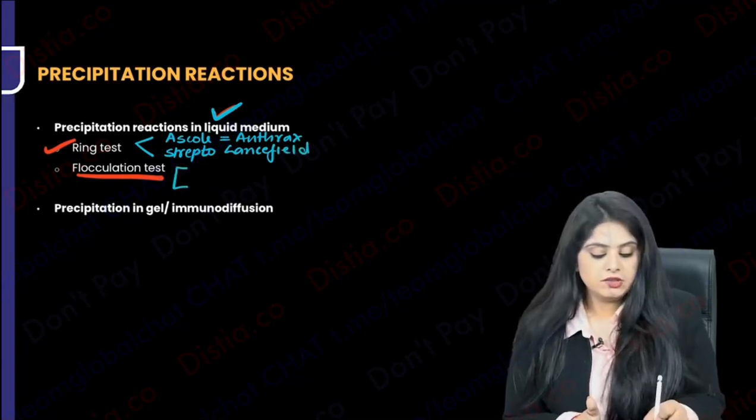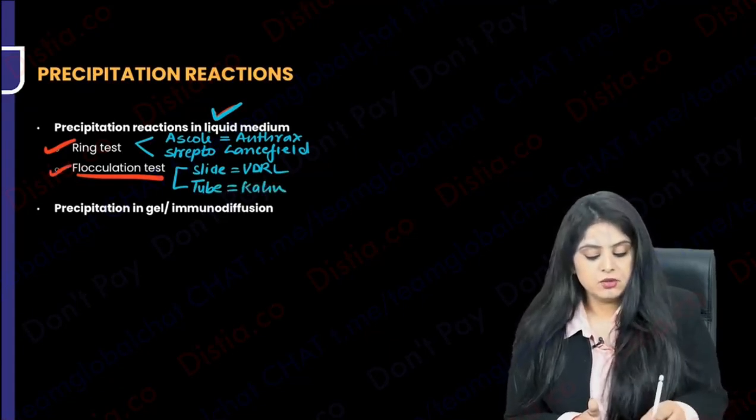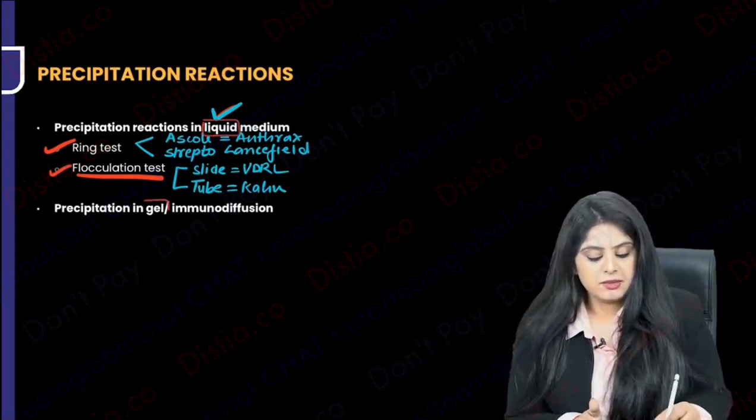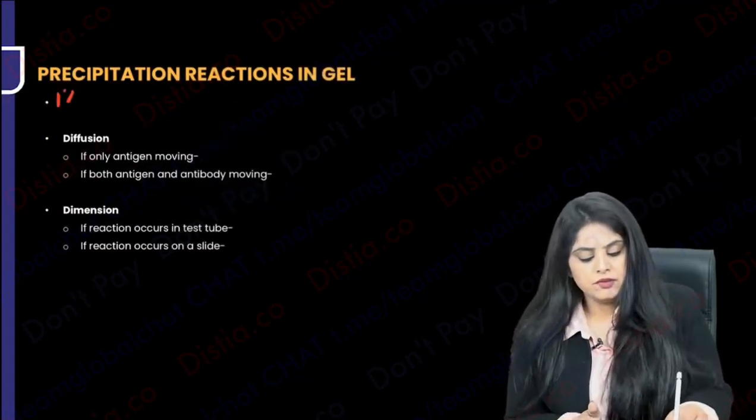For flocculation, you said, ma'am, you could make a slide flocculation, for which the example you gave was VDRL. And you could do a tube flocculation, where you gave the example of the Cahen test. So these two are certainly done, but you were doing all of this in a liquid. Now it's time to change into a gel. Gel means what? Agarose gel. So you're going to use a 1% agarose gel over here.